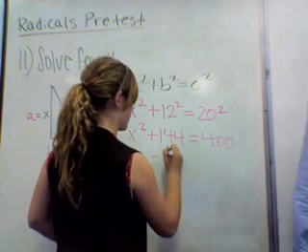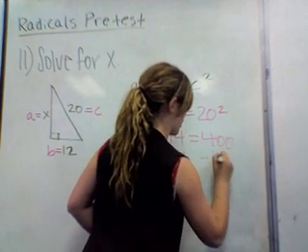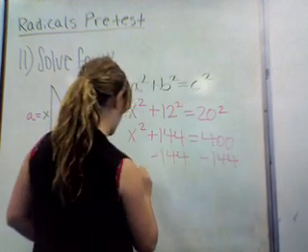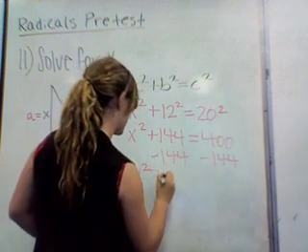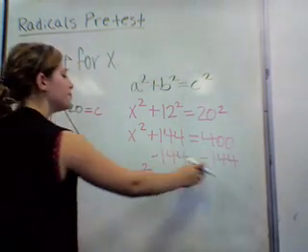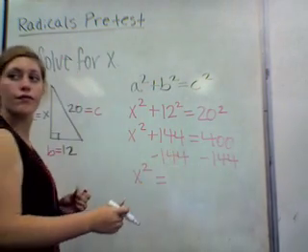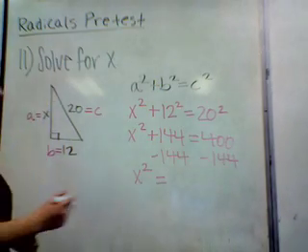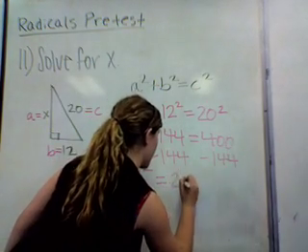And we subtract 144. Now we're just in Algebra 1A land. So Jazzy, what do we do now? We're getting to the end of this problem, but we're not quite there yet. We've got x squared equals 256, right? But what do we do now? How do we get x?